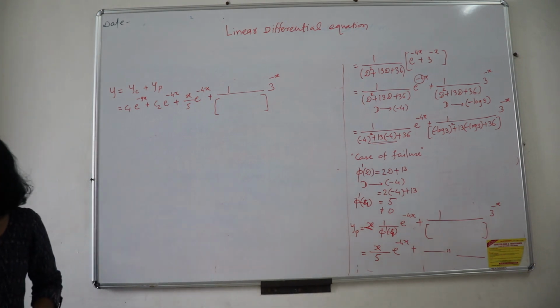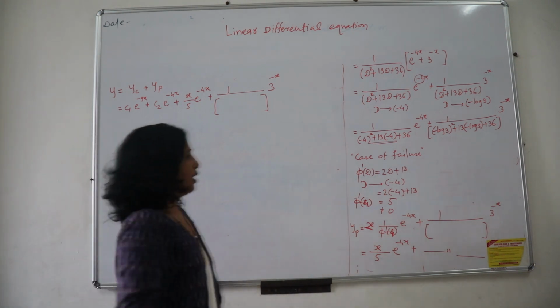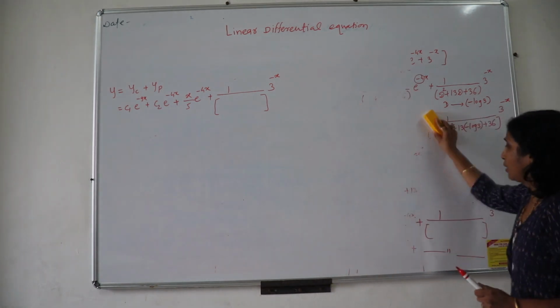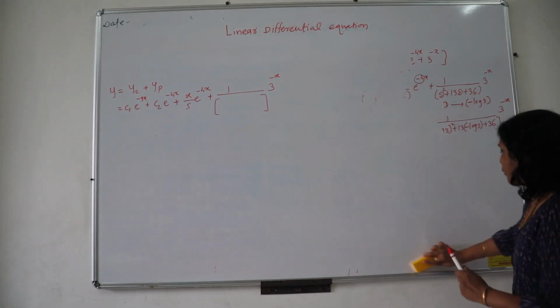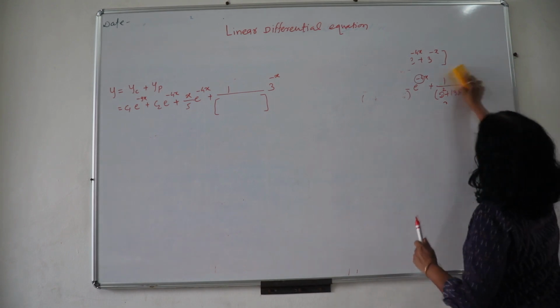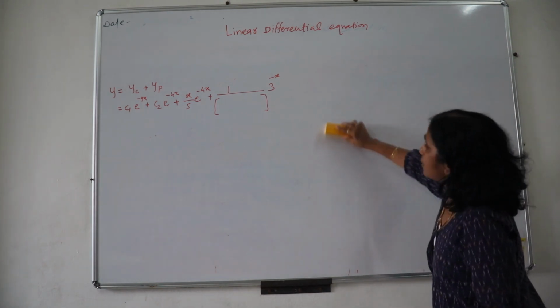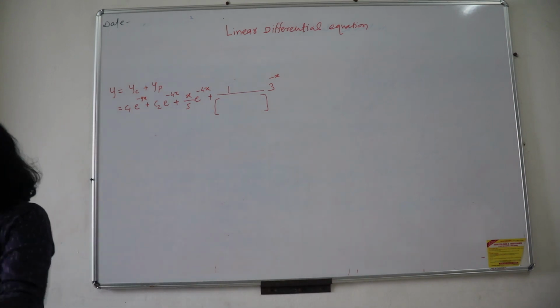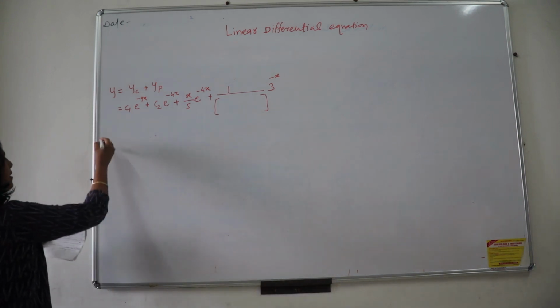Clear? So this was my second example where I have shown you the combination of two functions along with the case of failure. Case of failure is one of the very important concepts as far as your solving is concerned. So you must know how to do that. So we have done that. Clear? Then we'll go for the next example.